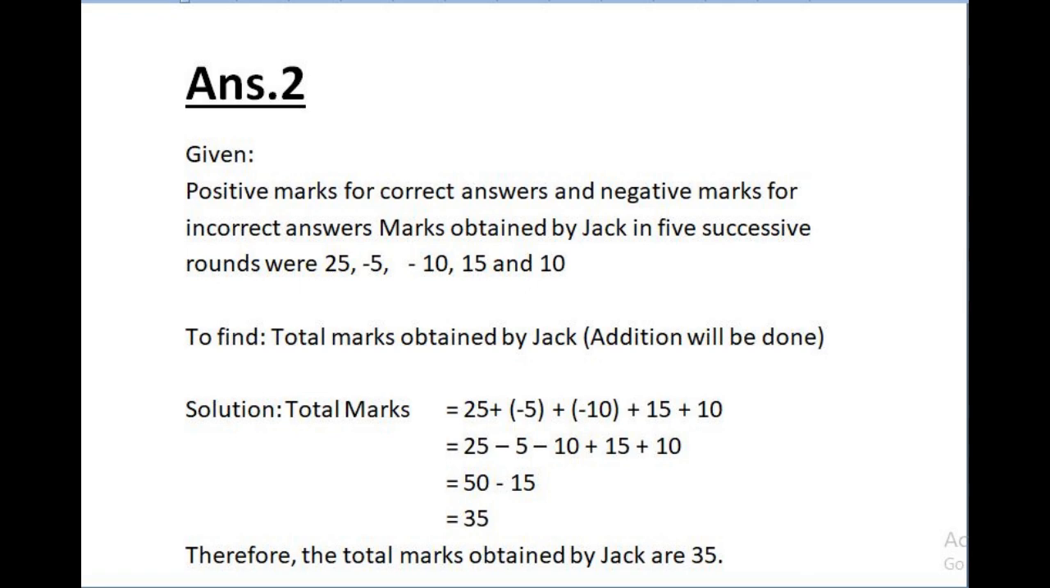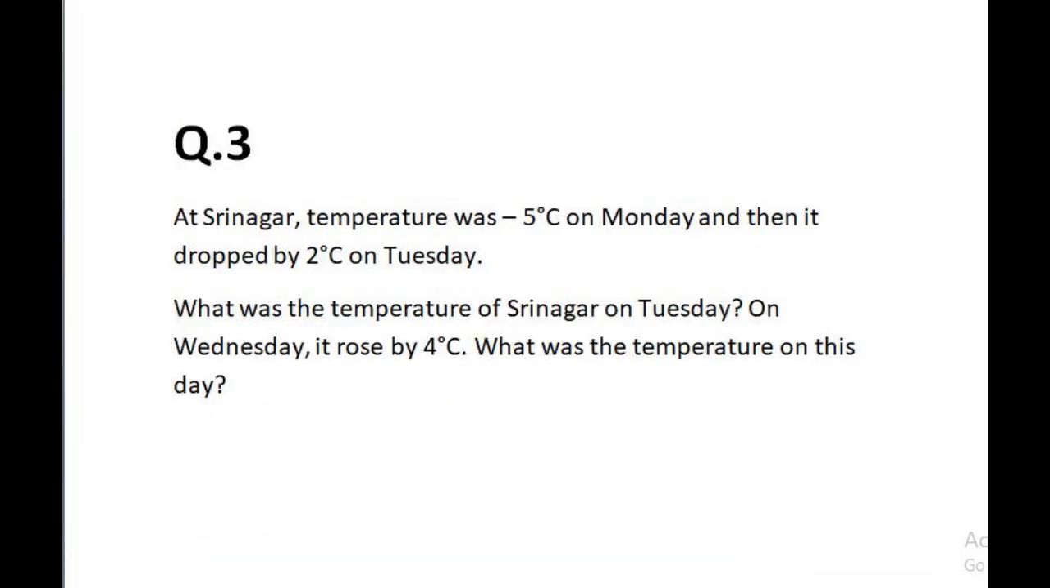Now we will go to question number 3. In question number 3, at Srinagar the temperature was minus 5 degrees Celsius on Monday. Then it dropped by 2 degrees Celsius on Tuesday. So what was the temperature of Srinagar on Tuesday? Along with this we will have to find, on Wednesday it rose by 4 degrees Celsius. So what will be the temperature on Wednesday? Now see the solution part in the next slide.